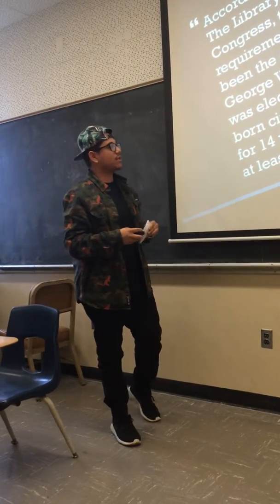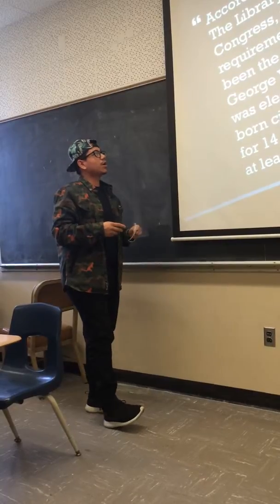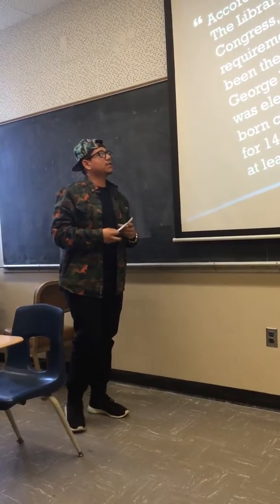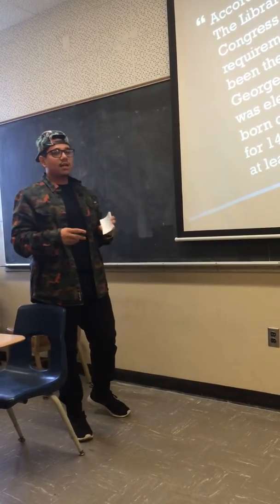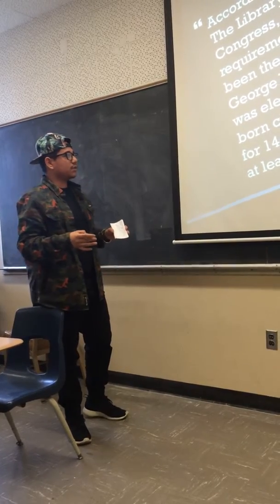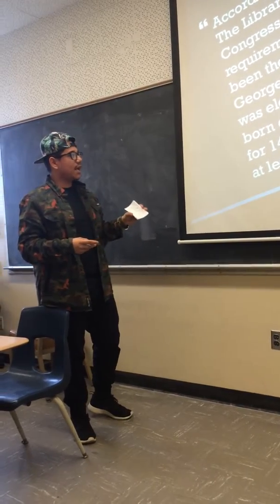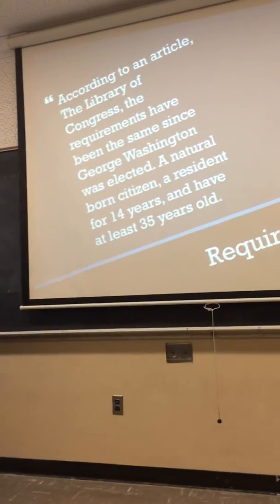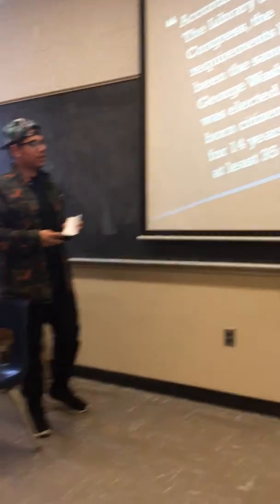So what are the requirements for the candidate? According to an article at the Library of Congress, the requirements have been the same since George Washington was first elected: a natural-born citizen, a resident for 14 years in the United States, and at least 35 years of age.